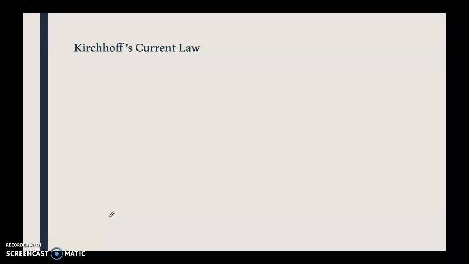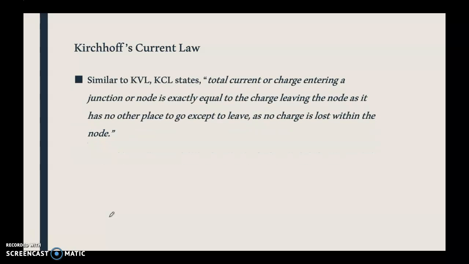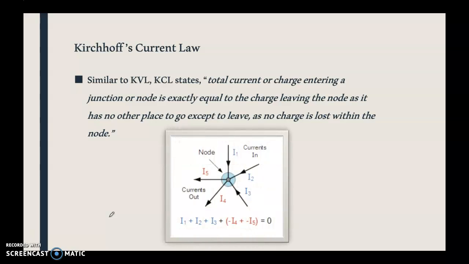Now on to Kirchhoff's current law. Similar to KVL, KCL states total current or charge entering a junction or node is exactly equal to the charge leaving the node, as it has no other place to go except to leave, as no charge is lost within the node. So here we have a diagram. We have 3 currents coming in and 2 currents leaving the node. So the currents going in are given a positive value and the currents going out have a negative value.